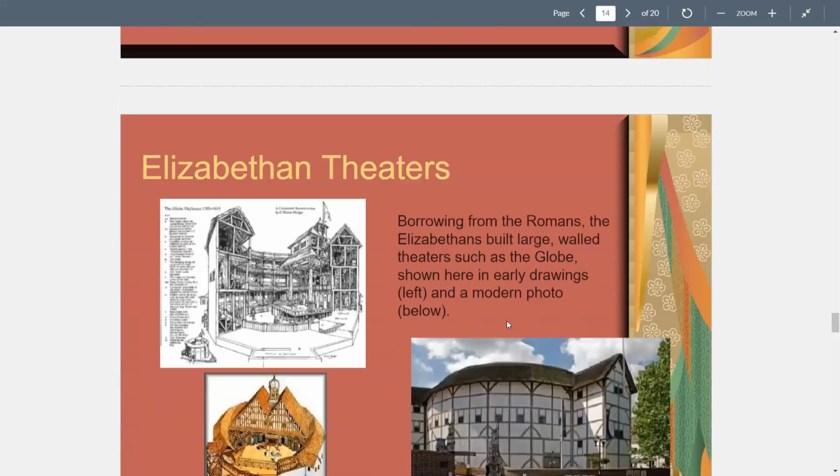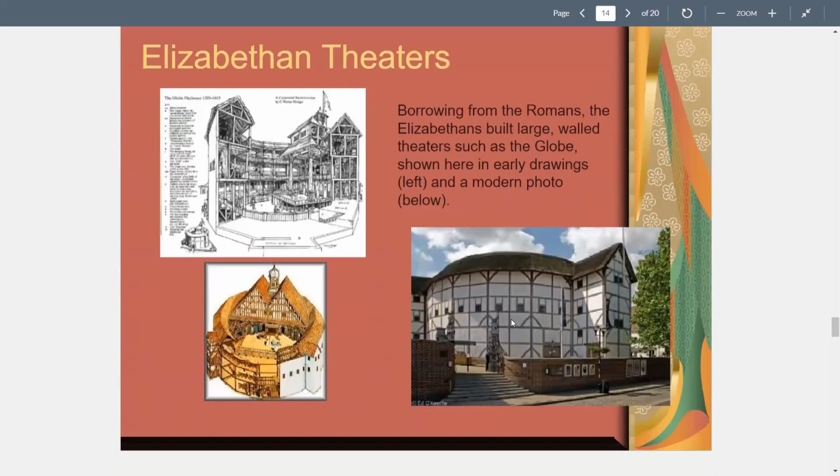Now, Elizabethan theater is borrowed from the Romans, where they had circular theaters instead of a half circle with a stage, kind of like what we do in the West now. They were large walled theaters. This is some drawings of the Globe Theater on the left. The Globe Theater, interestingly, was not the first theater that the King's Men or the Queen's Men, they just changed their name after the King came in. Shakespeare's people originally had one theater, but they didn't own the land.